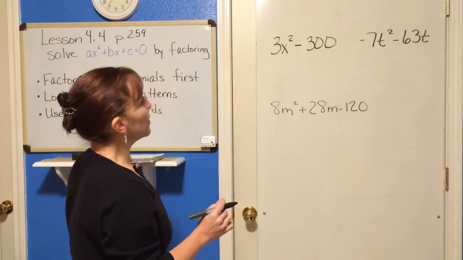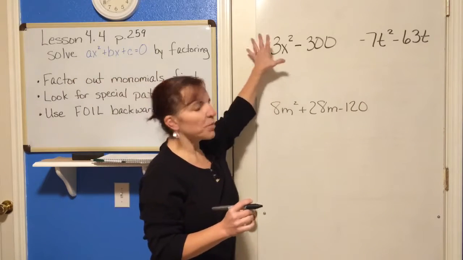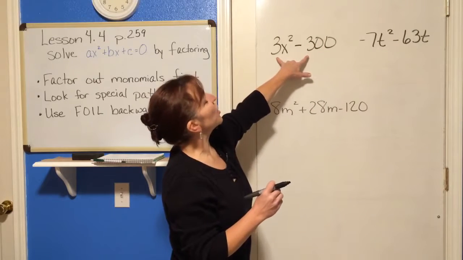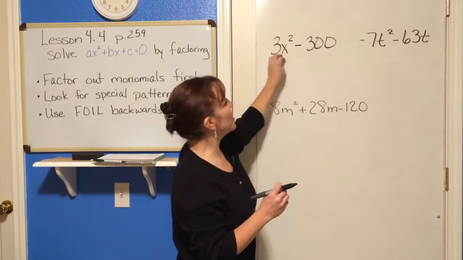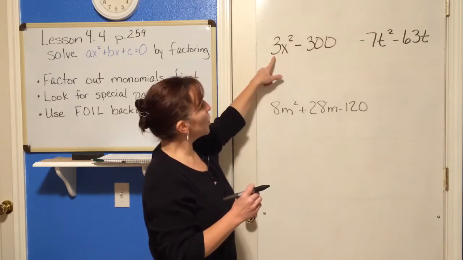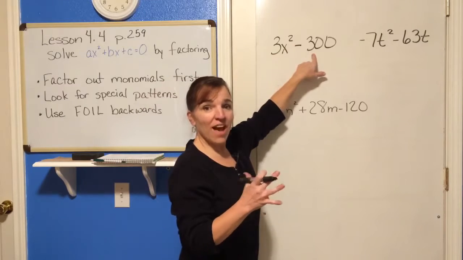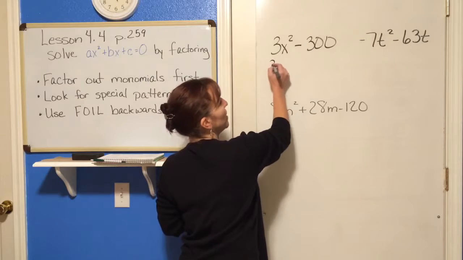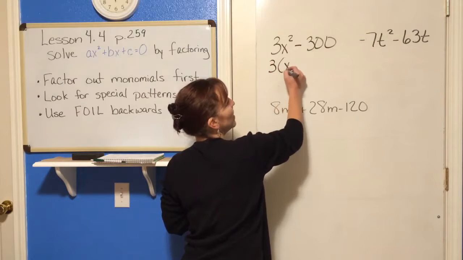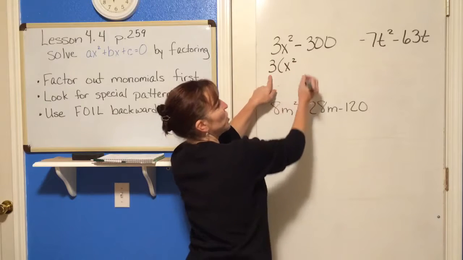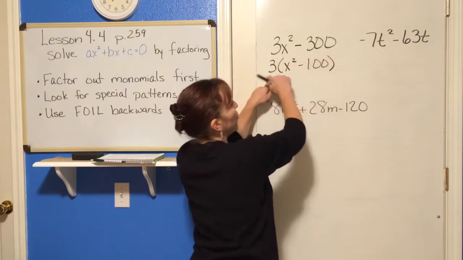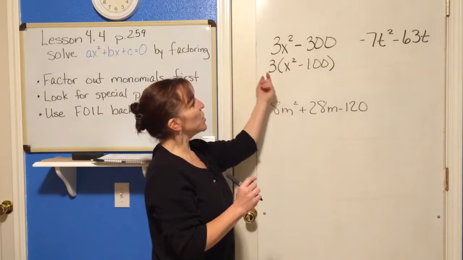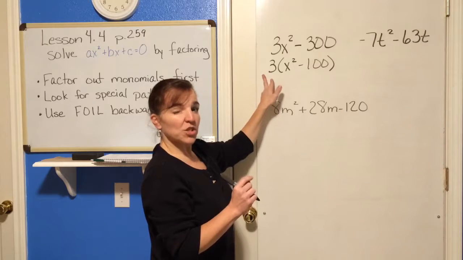So with 3x squared minus 300, before you start trying to decide, ooh, what can I divide out of here? Look to see, is there anything in both of these individual monomials that you can divide out? So we can see that 3 and 300 have a 3 in common. So what I can do is I can divide both parts by 3 and say 3 times x squared is 3x squared, and 3 times 100 is 300. So we can pull out part of that in just a monomial.